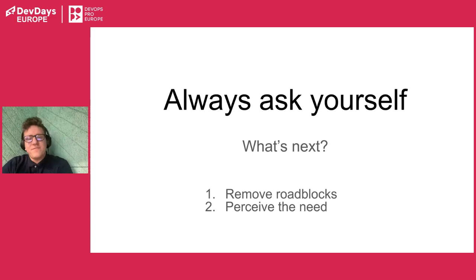Then you should always ask yourself, what's next? What's coming? First of all, you need to remove roadblocks. These are like the fires that are happening currently, something that needs to be done immediately. But if you don't want to fight fires all the time, you also have to perceive the need. If you have a client FTP to be delivered by Friday, maybe it's worth asking on Tuesday about that. What's the state of it? Not to always be on fire and fighting urgent needs, but also to see what's coming next, and how you can act.